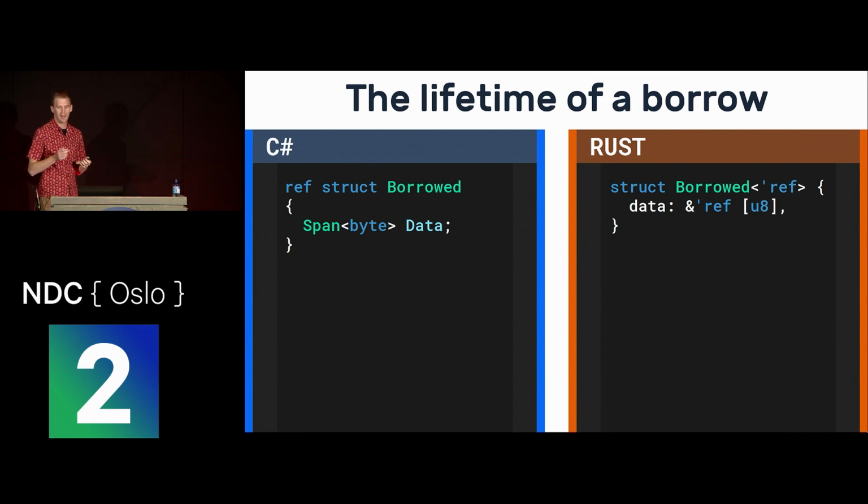So that &[u8] there is a slice. It's pretty much the same thing as a span of bytes. And so in Rust, we say that a struct inherits the lifetime of its fields. So because borrowed has a lifetime tickref, the borrowed struct itself can't outlive that lifetime, otherwise it would be pointing to invalid data. So we say that borrowed lives for tickref.